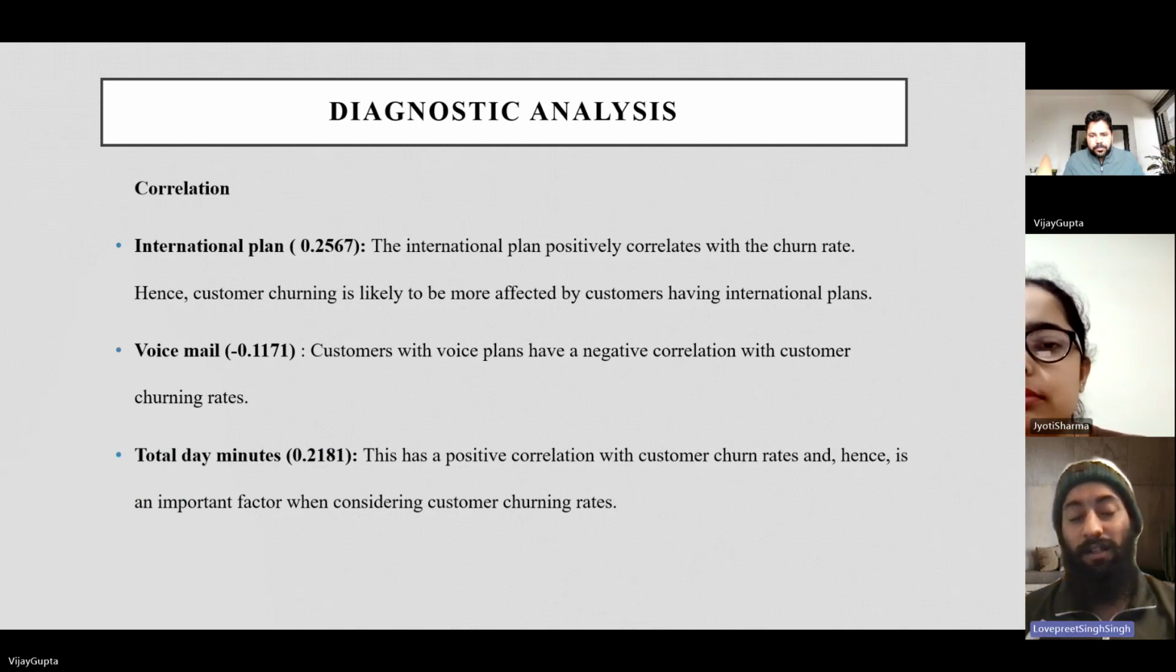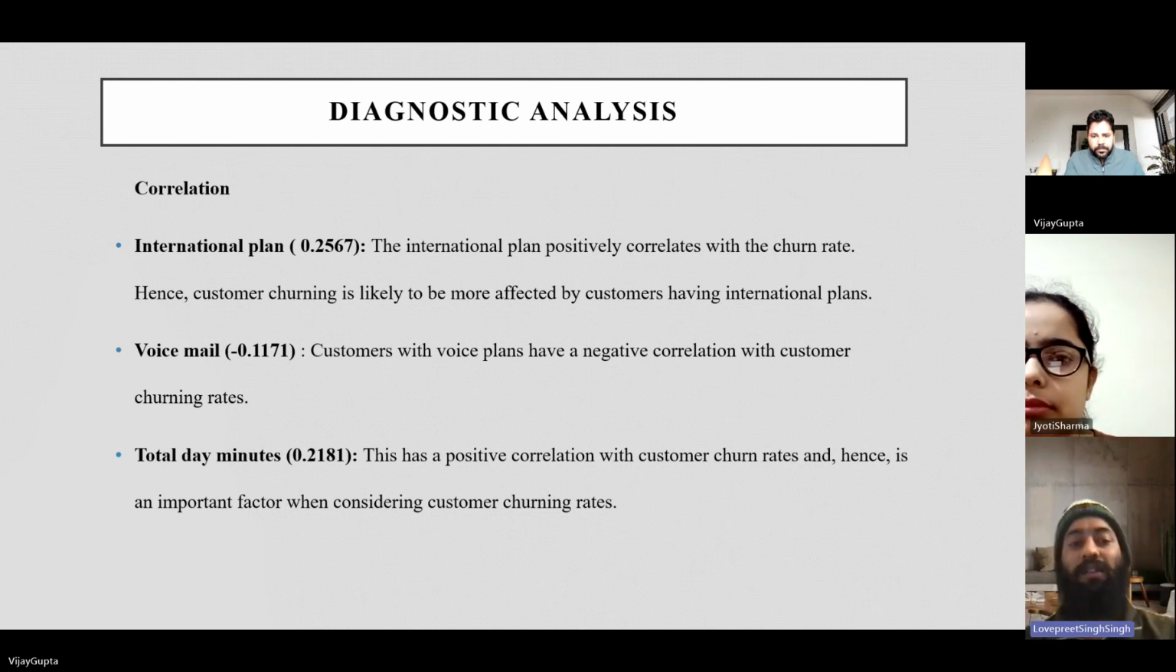For the next analysis, we did a diagnostic analysis in which we see that the correlation for the international plan is 0.2567, so the international plan is positively correlated with the churn rate. Hence, customer churning is likely to be more affected by customers having international plans. Customers who have the international plan rather than the domestic plan are more affected by churn rates.